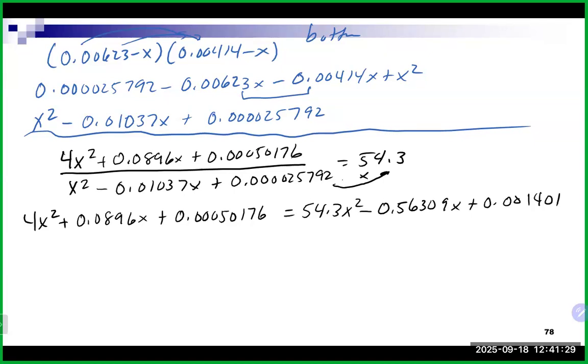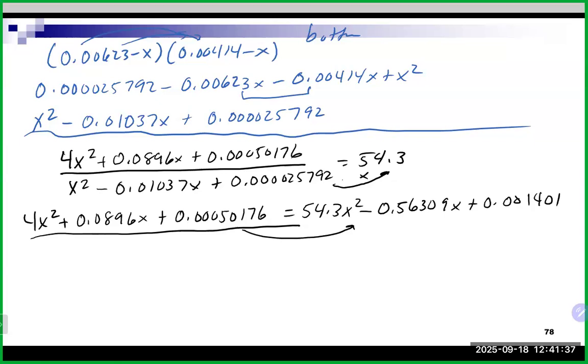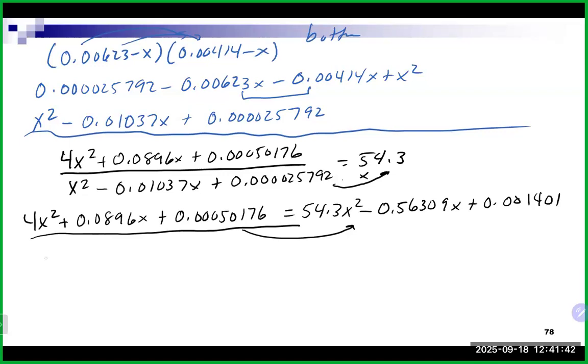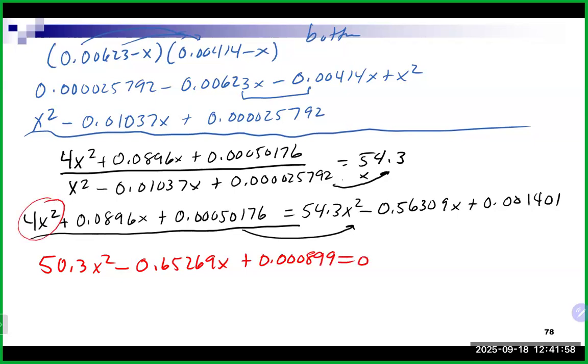Almost there. So we're going to now combine everybody to one side. I chose to take everybody on this side and move it over here just to keep my x squared positive. It really doesn't matter, as I mentioned earlier. If you bring everybody to the other side, that should give you a final equation of 50.3x squared minus 0.65269x plus 0.000899 equals 0. We would subtract each of those to the other side. Any questions up to there?